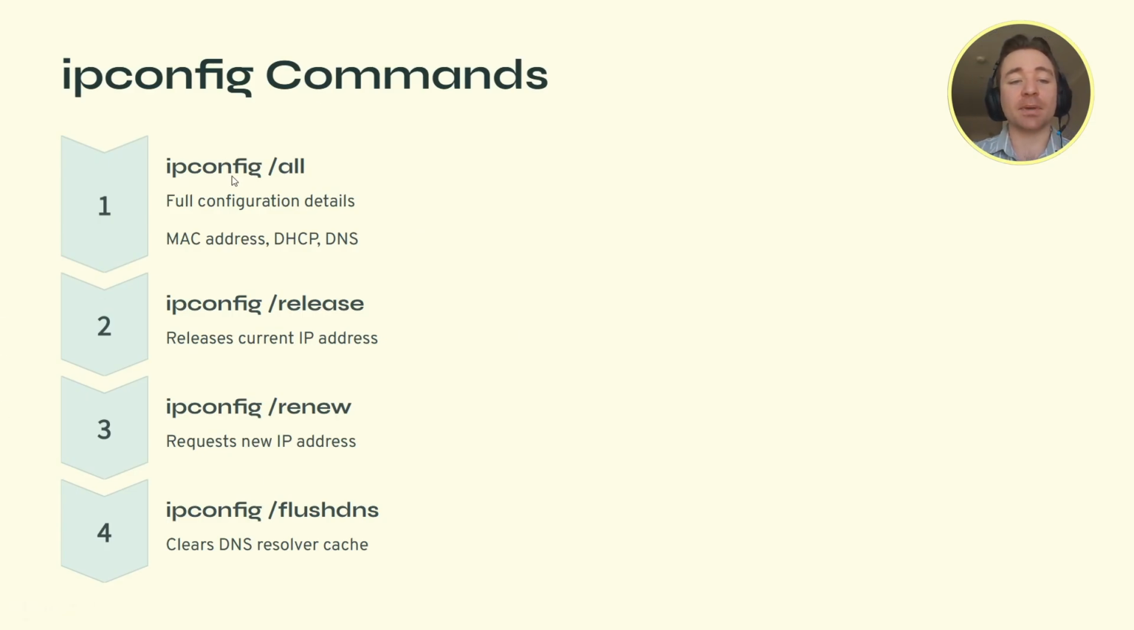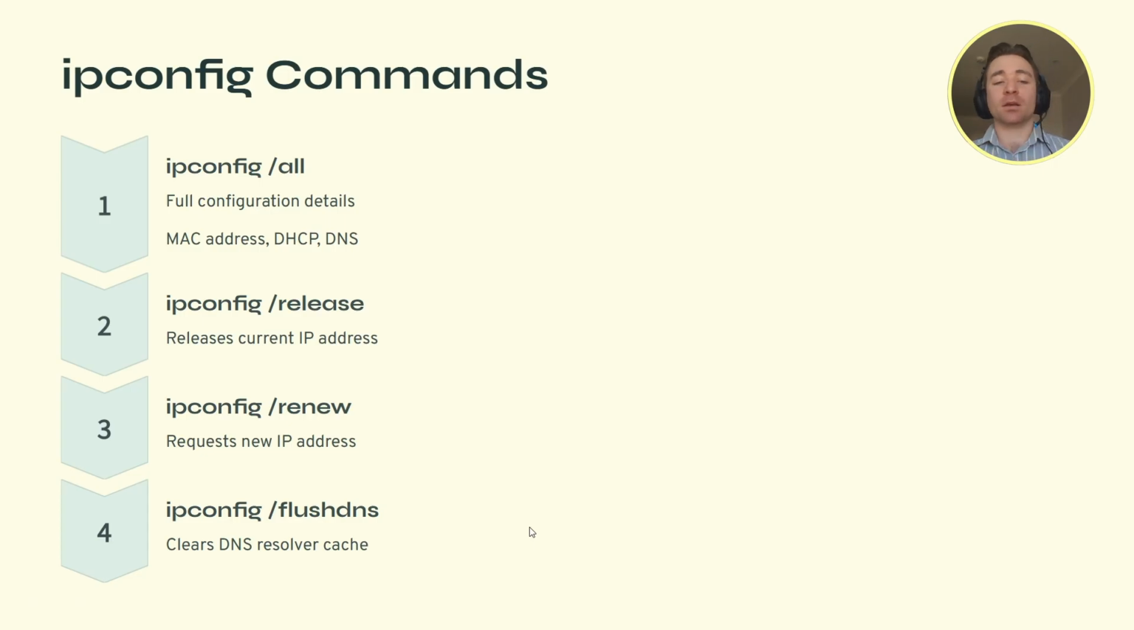Now, some other ways we can use this. If we type in ipconfig/all, it's going to give us full configuration details: MAC address, DHCP, DNS. ipconfig/release will release your current IP address. So you say, I don't need this anymore, release it. ipconfig/renew will request a new IP address. ipconfig/flushdns will clear your DNS resolver cache.